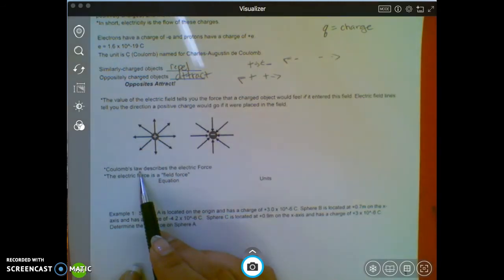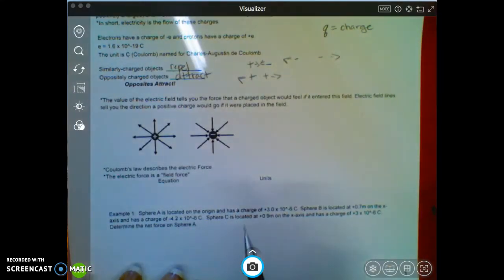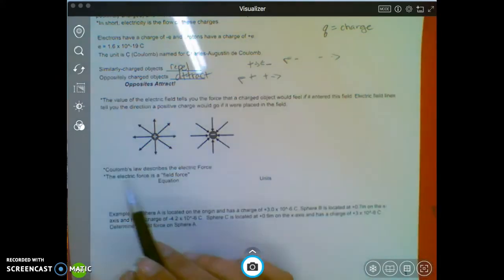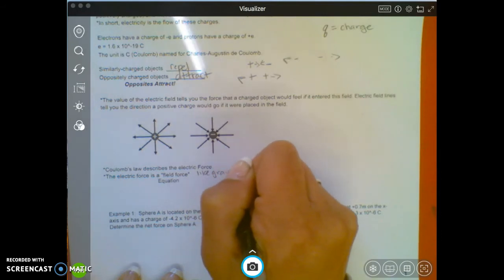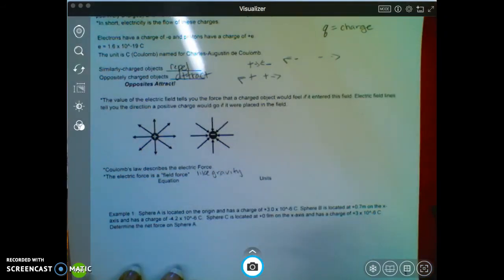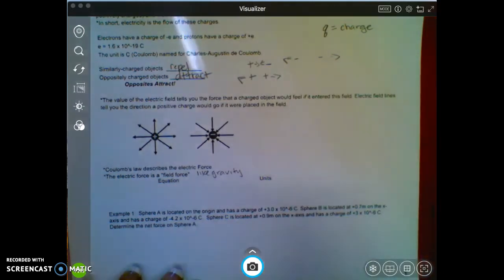Coulomb's law. This is the most important part of this lecture. Coulomb's law describes electric force. The electric force is a field force like gravity. So two things do not need to be touching in order to feel an electric force between them. It's based on how close they are together and how strong their charge is.